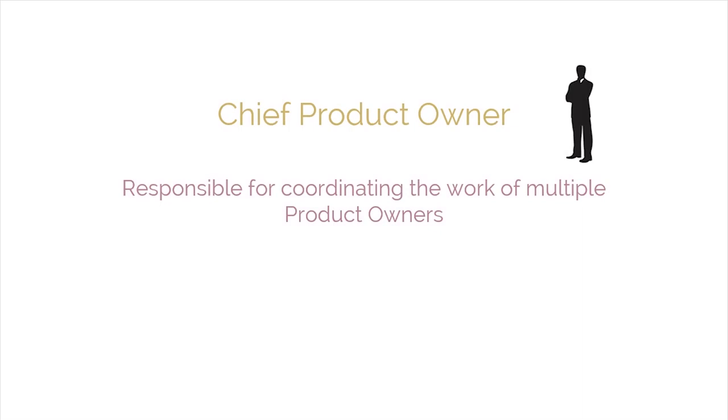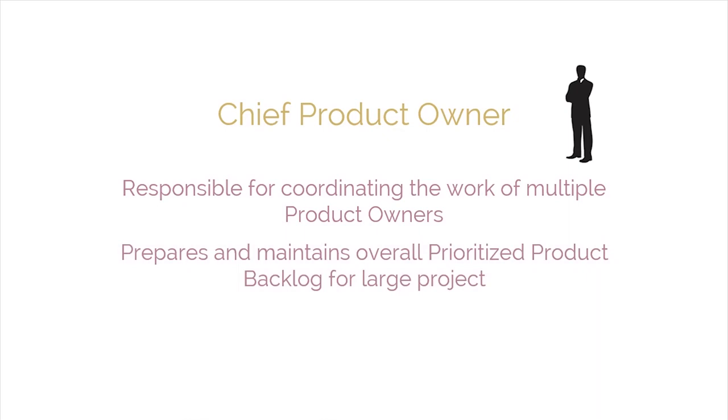In the case of large projects with numerous Scrum teams, having a Chief Product Owner may be a necessity. This role is responsible for coordinating the work of multiple Product Owners. The Chief Product Owner prepares and maintains the overall prioritized product backlog for the large project, using it to coordinate work through the Product Owners of the Scrum teams. The Product Owners, in turn, manage their respective parts of the prioritized product backlog.